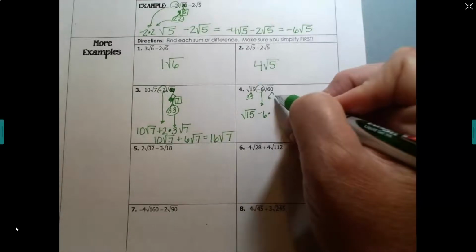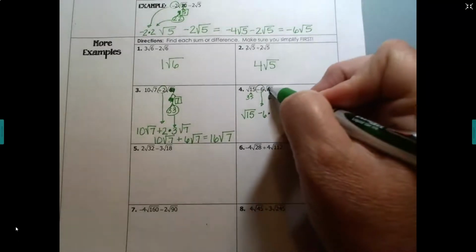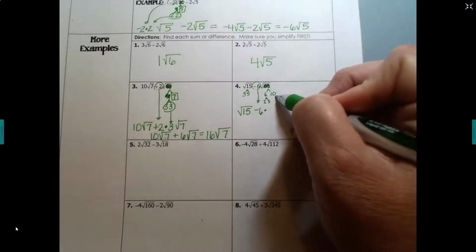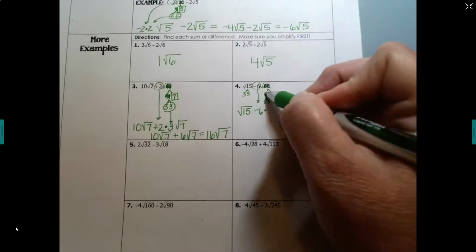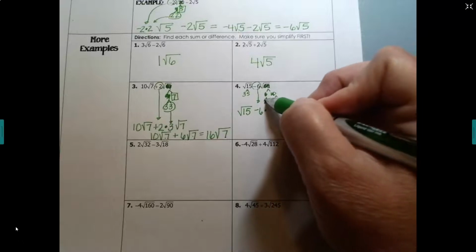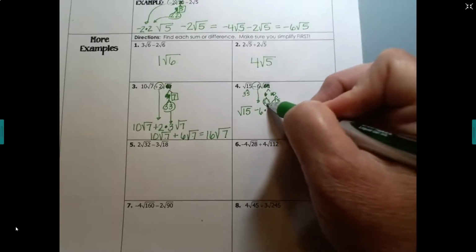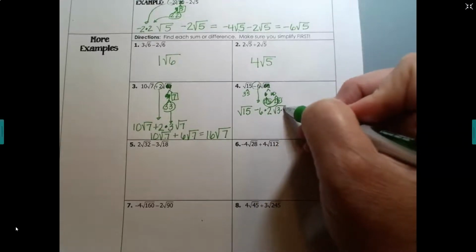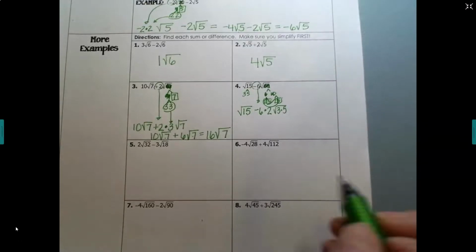60, I think 6 times 10. So I rewrote the 60. 6 is 2 times 3, and 10 is 2 times 5. I have a pair of 2's. You see them right here. So I'm going to bring a 2 out, but then I have a 3 and a 5 that go back underneath to multiply together. Okay?